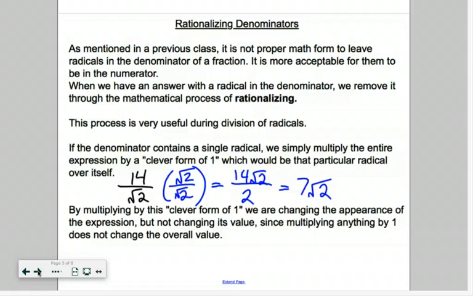So oftentimes what we need to do here is, because it's just an expression, not an equation, we need to multiply by clever forms of 1. And you're picking this clever form of 1 in a way so that it will in fact remove the radical.